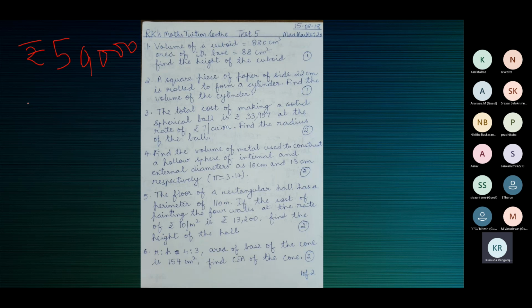And say the rate of painting is rupees 5 per meter square, to paint 1 meter square on the wall. What is the work to be done? Painting of the 4 walls. So nothing to do with the floor, nothing to do with the ceiling. Only 4 walls. The 4 walls are painted or distempered, whatever. The total cost is 50,000 rupees.